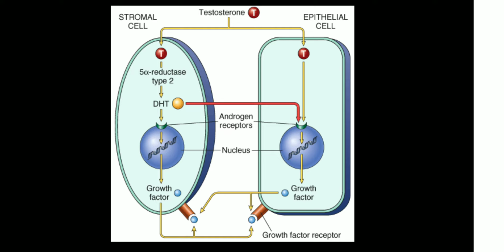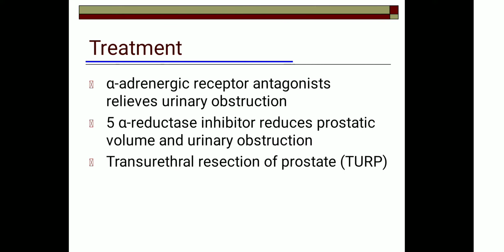Okay, so all this is because of the 5-alpha reductase enzyme which converts testosterone to dihydrotestosterone. So this is the pathogenesis, and when these growth factors are increased, the stromal and epithelial cells undergo hyperplasia. This is the mechanism behind benign prostatic hyperplasia. So you have to study this diagram well and draw it when it is asked in your exams.